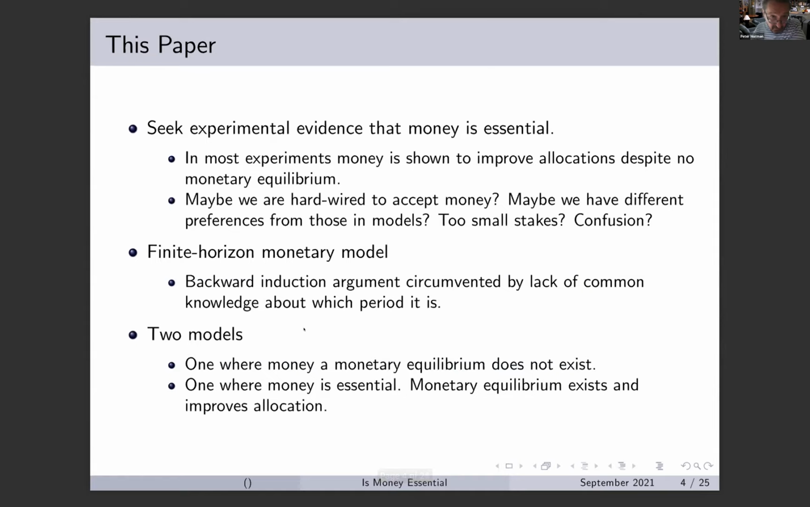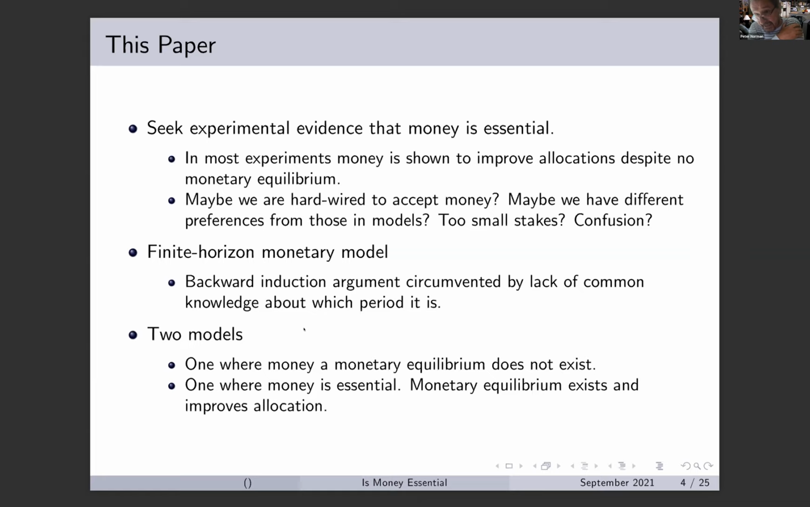So what we want to do is seek experimental evidence that money is essential. For that reason, we really want a model where we do have a monetary equilibrium. Let me also point out that the existing literature typically shows that money improves allocations, and then there is a bit of a debate about how seriously we should take these problems with there strictly speaking being no monetary equilibrium.